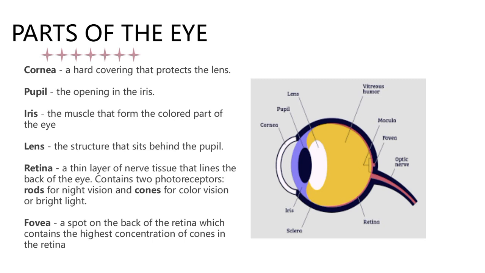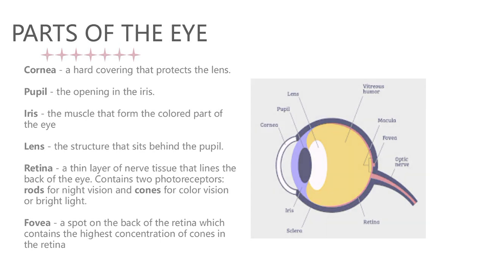It contains two photoreceptors: rods for night vision, and cones for color vision or bright light. Fovea, a spot on the back of the retina which contains the highest concentration of cones in the retina. How does light travel to the eye, and how does it convert light energy to neural energy?